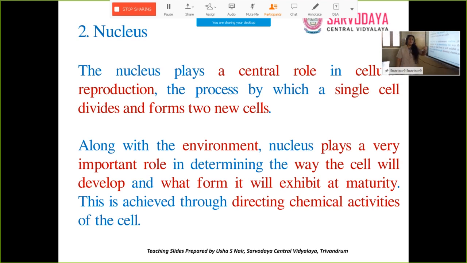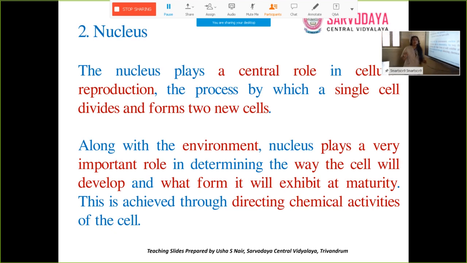Now, along with the environment, the nucleus plays more important roles. The nucleus plays a very important role in determining how the cell will develop and what form it will exhibit at maturity. And this is achieved only how? Through directing the chemical activities of the cell. So the nucleus plays a great role in determining how the cell will develop and how it will exhibit at maturity. So these are the features.